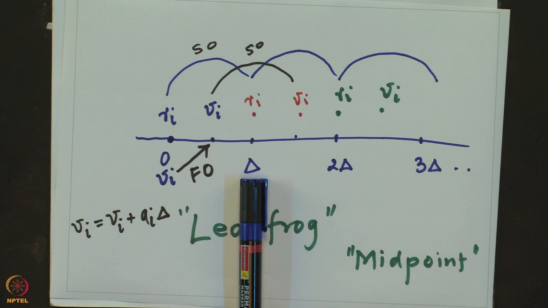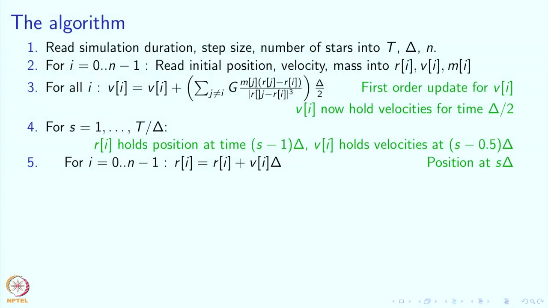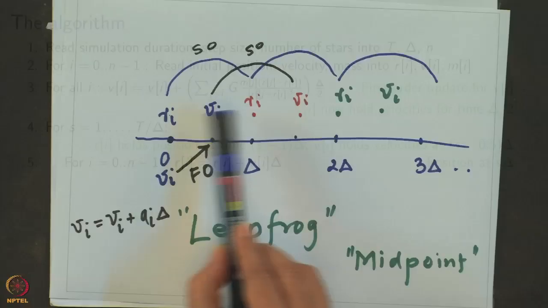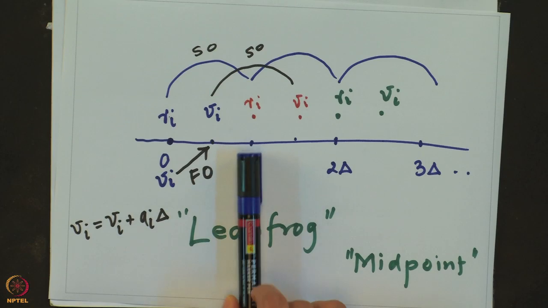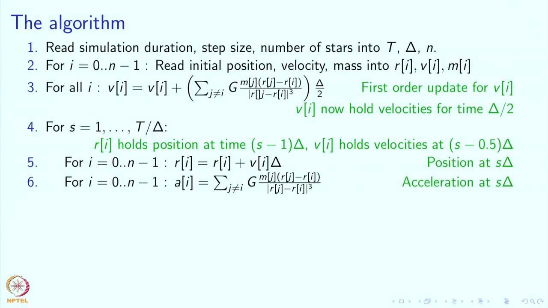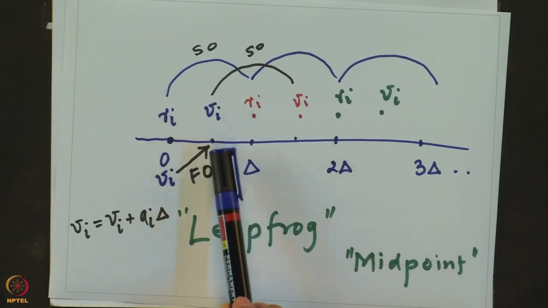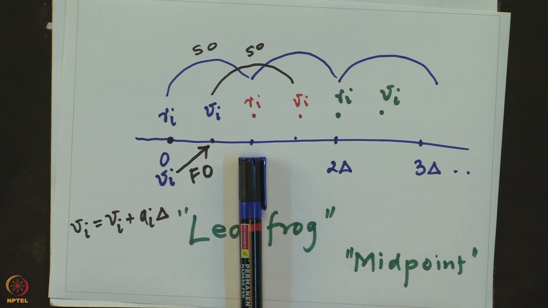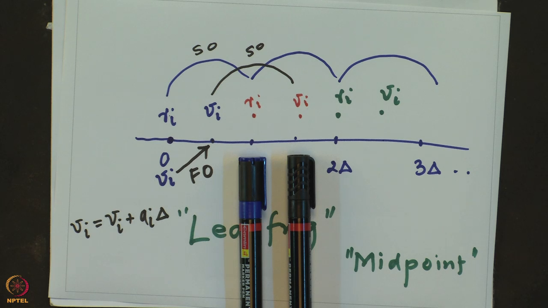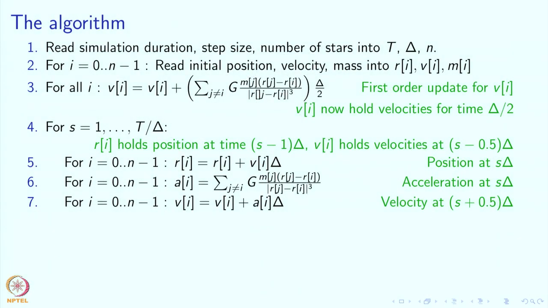Exactly as we said, we will calculate the updated values of the position. That will get us the position at this time. So from this we got to this time. Then we will use the acceleration calculated earlier to go from this point to this point. This is really the acceleration at s delta, not earlier. We are going to calculate the acceleration at this point, and this acceleration we are going to add. That will bring us to this point. As a result, our velocity will be available at this point, which is s plus half times delta. That's it. That's the entire algorithm.